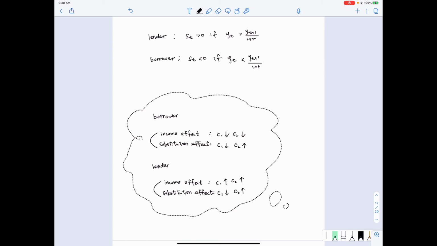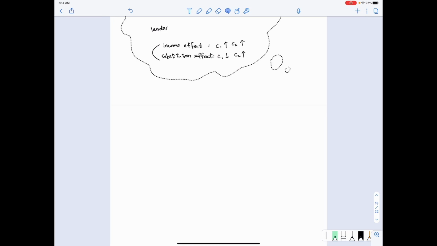For the lender, in the first period consumption, the impact will be different for the income effect and the substitution effect. Therefore, it is not clear in what direction the saving will change when R increases for a lender. However, we know for sure that as the lender, when the real interest rate increases, their second period consumption will be able to increase, because they get more resources for sure.